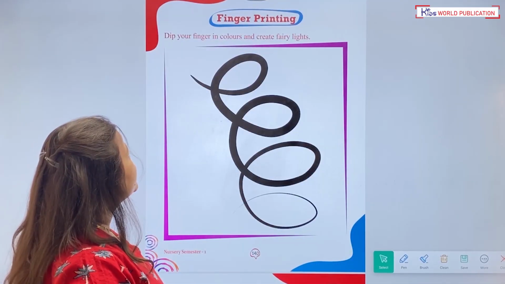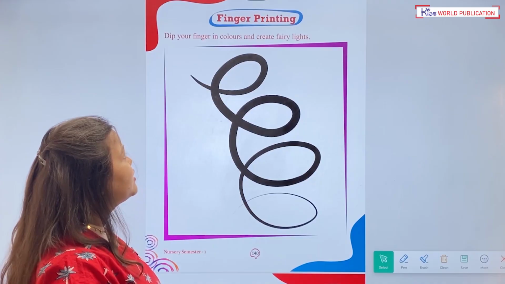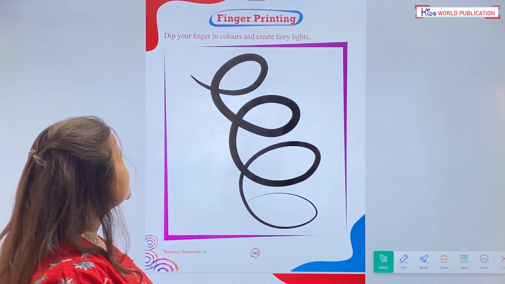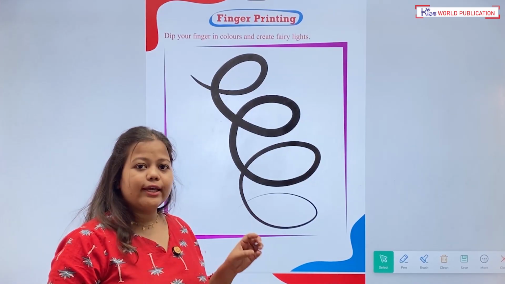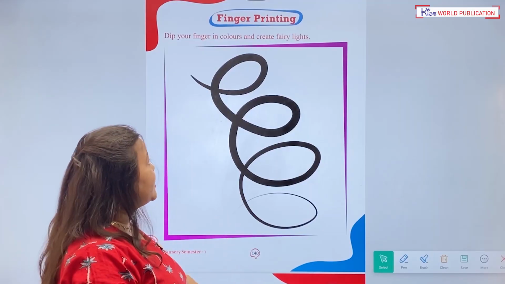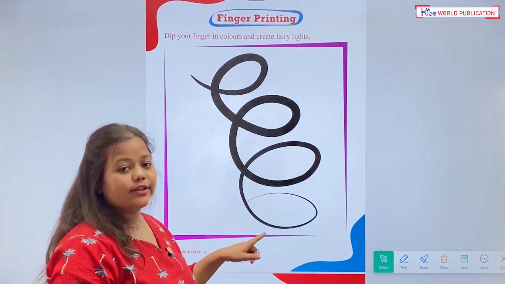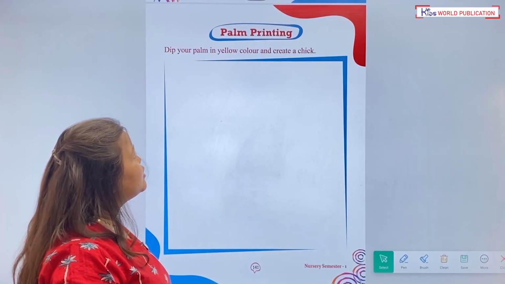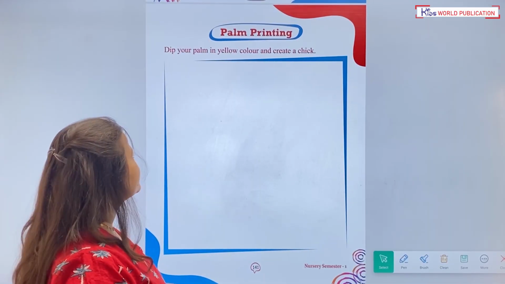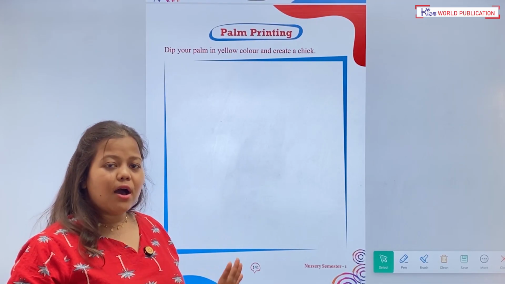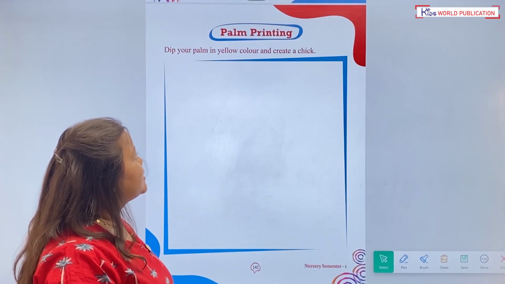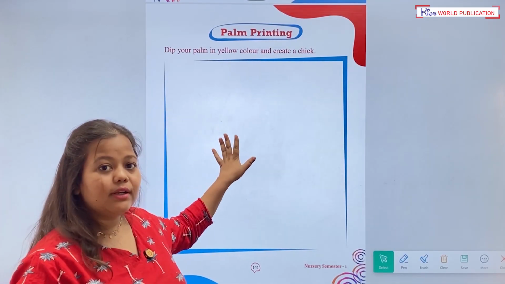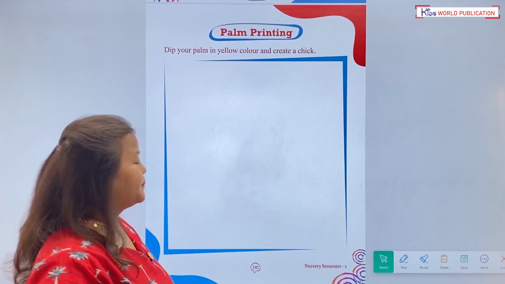Finger printing. Dip your finger in colors and create fairy lights. So kids, you will dip your finger in colors and then create fairy lights like given here. Palm printing. Dip your palm in yellow color and create a chick. So kids, you will dip your palm in yellow color and then give an impression on paper and create a chick.